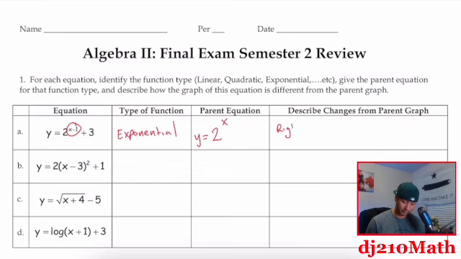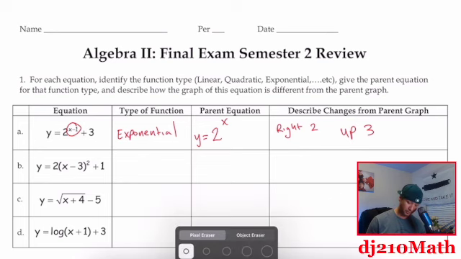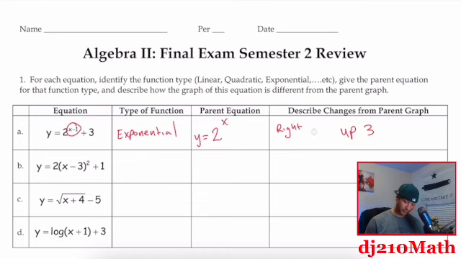So it's going to shift right 2 units, and then it's going to shift up 3 units, right? Because of the plus 3. So right 2. Oh, no, not right 2. Right 1. And how did we mess up on number 1? It's because I was looking at the 2. So it's going to go right 1, and then up 3.